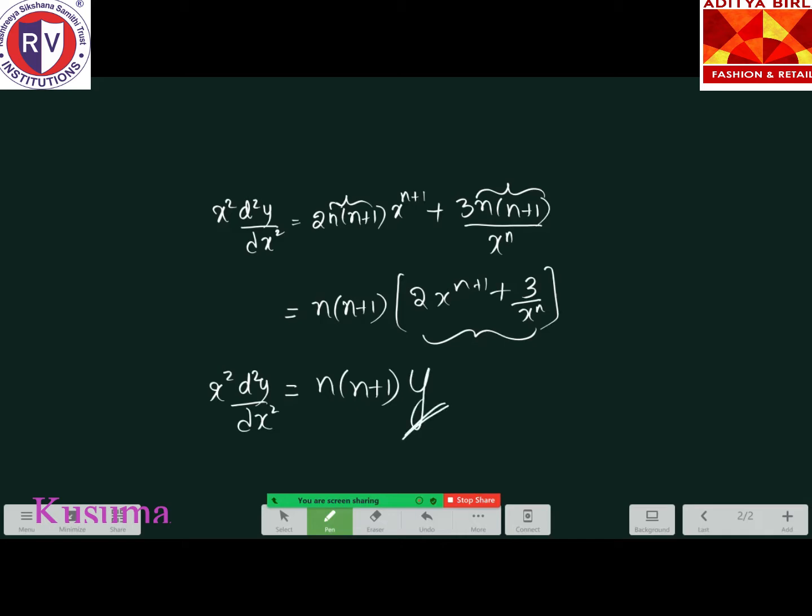This is y. Okay, so x squared into d squared y by dx squared is equal to n into (n plus 1) into y. So this was your option A, right? So the right answer is option A. Understood? Okay, so we'll move to the next topic, that is application of derivatives.